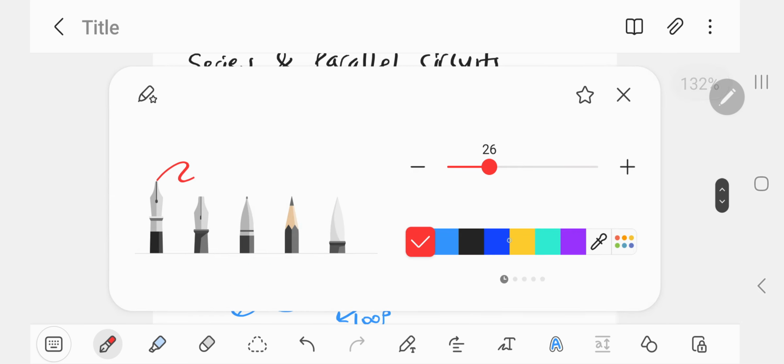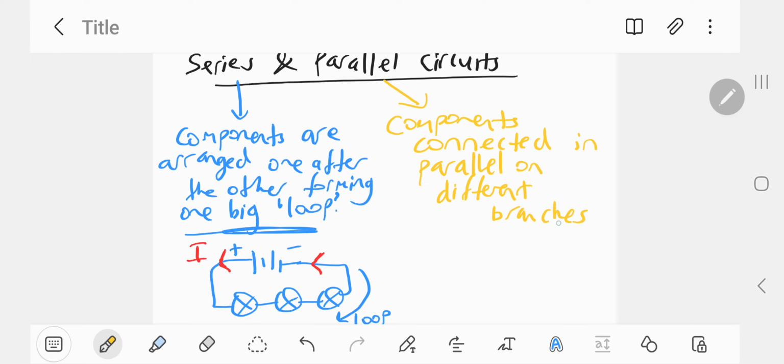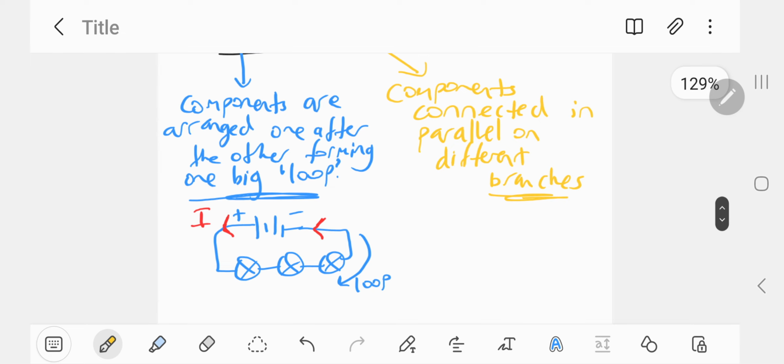Let's look at a parallel circuit. Parallel circuit, as the name suggests, is where you've got components connected in parallel on different branches. Okay, you've got branches in a parallel circuit. Let's draw a parallel circuit. Let's draw a battery. And the 3 light globes we had in the series circuit, let's put those in parallel.